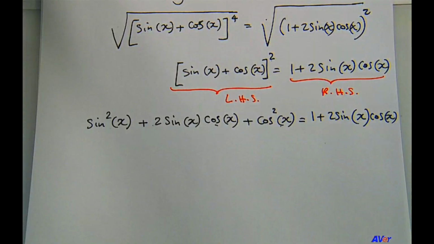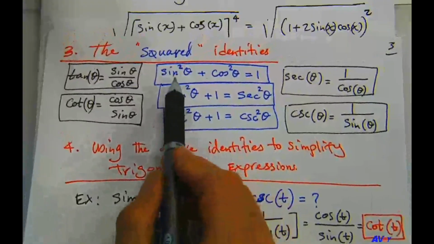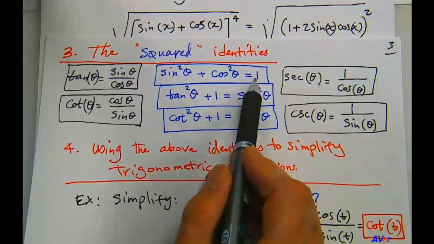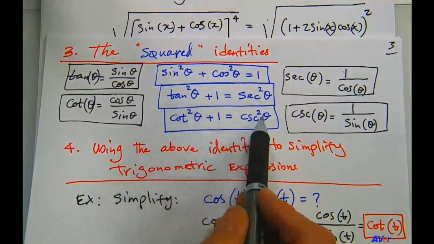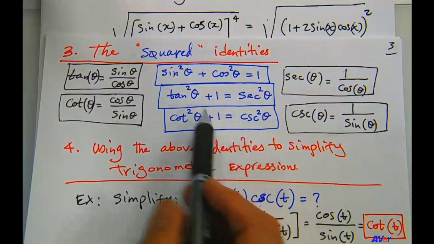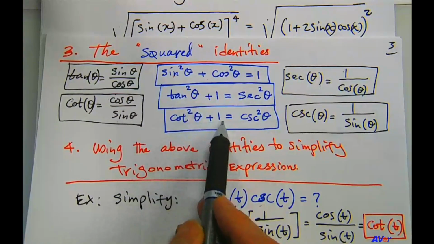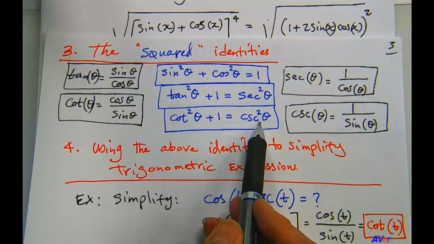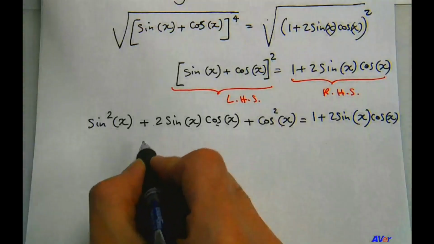That will simplify, right? Let me bring back the squared identities. Sine squared theta plus cosine squared theta equals 1. Let's not forget about these. We haven't used these two squared identities much, but they are very, very important, and they will become handy in the future. So tangent squared theta plus 1 equals secant squared theta. Cotangent squared theta plus 1 equals cosecant squared theta.